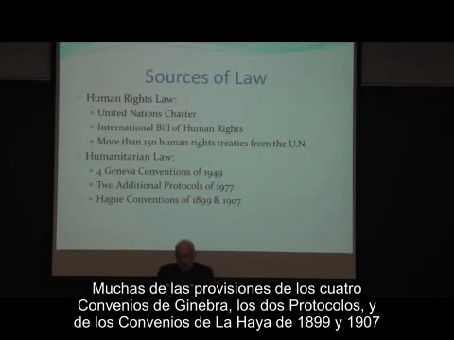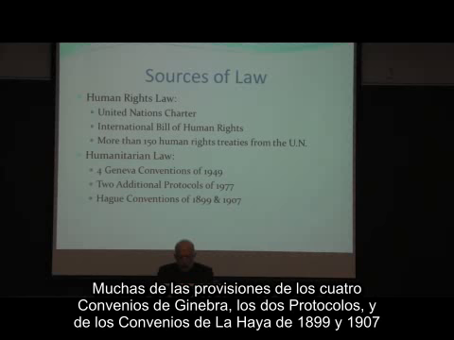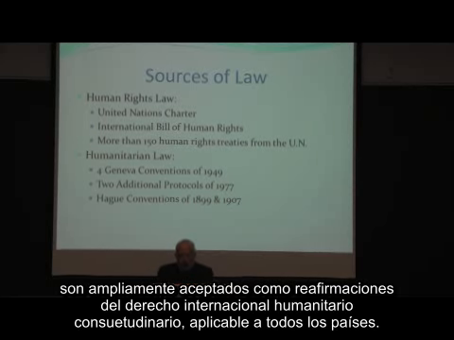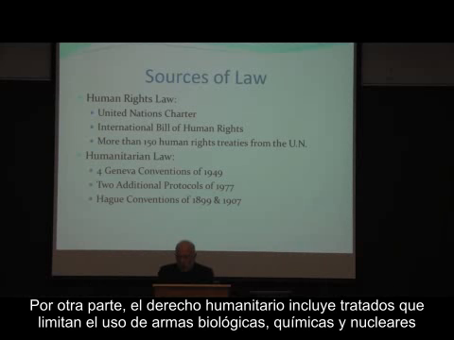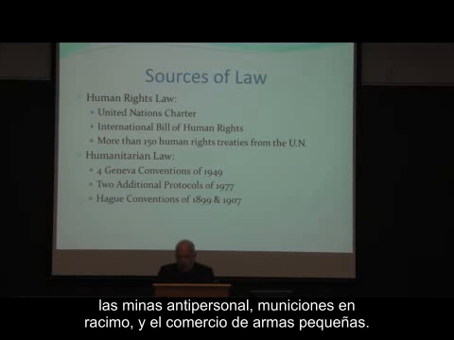Many provisions of the four Geneva Conventions, the two protocols, and the Hague Conventions of 1899 and 1907 are broadly accepted as customary international humanitarian law, which is applicable to all countries. Further, humanitarian law includes treaties limiting the use of biological, chemical, and nuclear weapons, anti-personnel mines, and cluster munitions, as well as the trade in small arms.